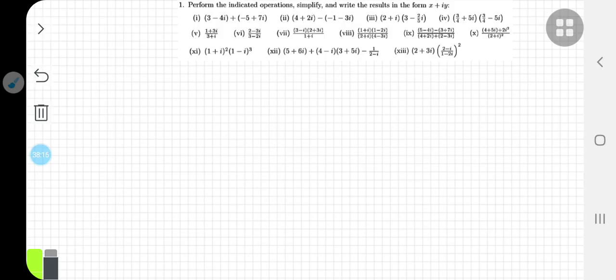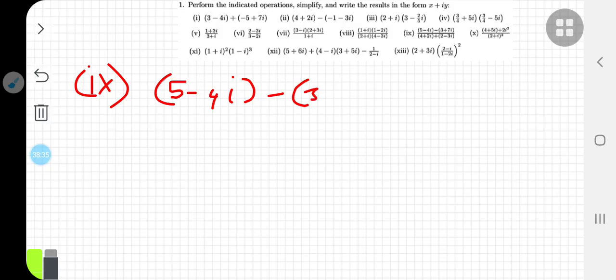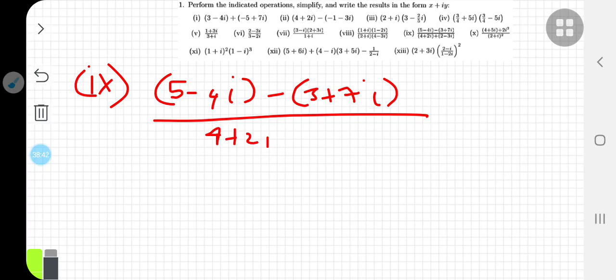So we're going on number 9. So this one is simple also. Just say (5 minus 4i) in brackets, then minus (3 plus 7i) there. I'm dividing this by (4 plus 2i) there, then plus (2 minus 3i) there.